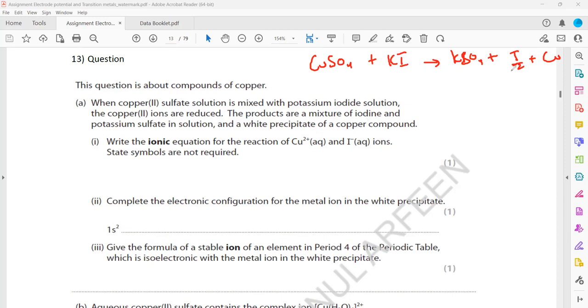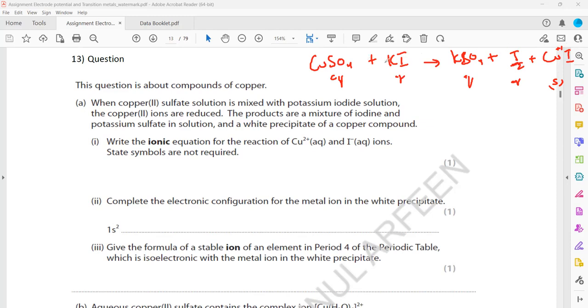So this will be copper(I) and then iodide, I. This will be aqueous, this will be aqueous as well, the iodine molecule dissolved, and this was a precipitate, so solid. So what will the ionic equation be?